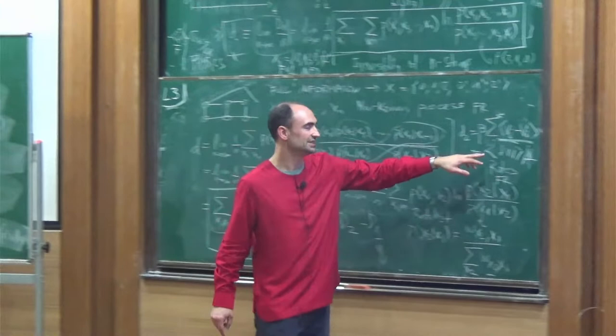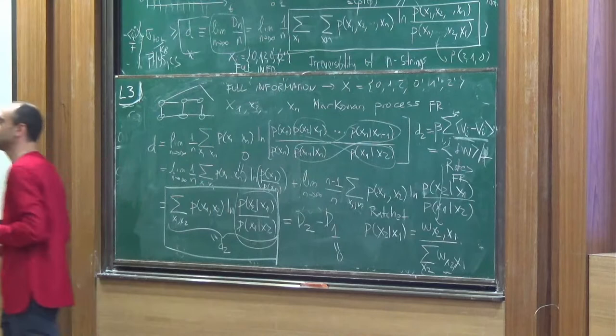Delta W divided by temperature. So it's the work per step divided by temperature. So the dissipation could also be minus delta Q divided by T, the heat dissipation.